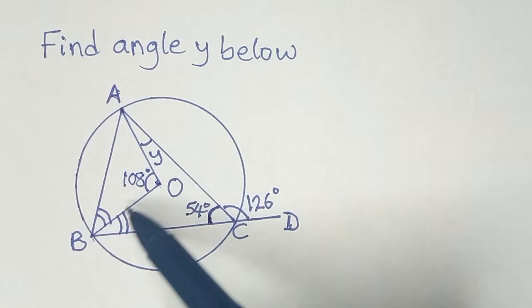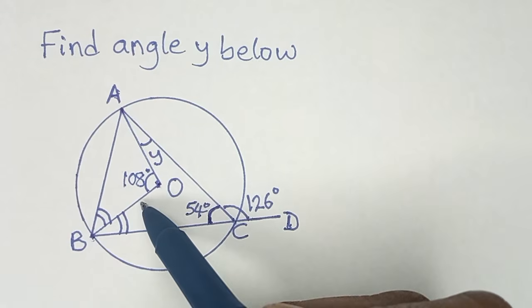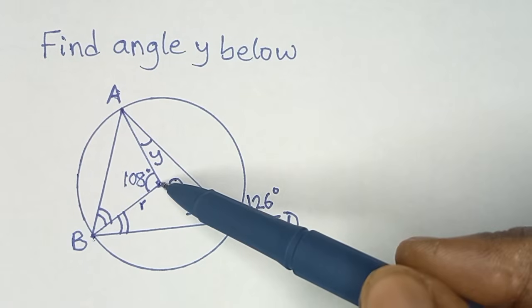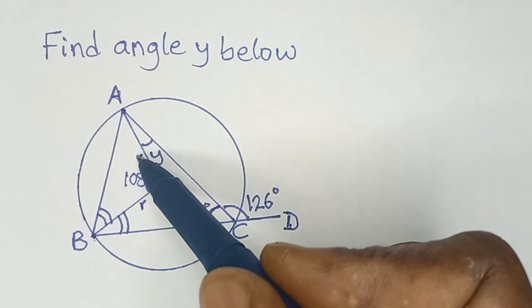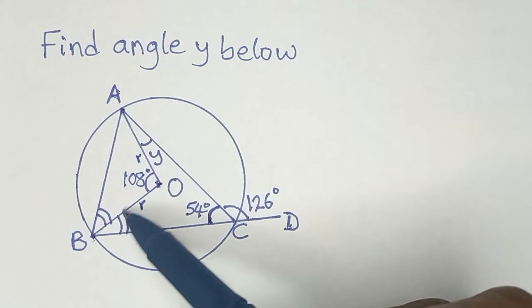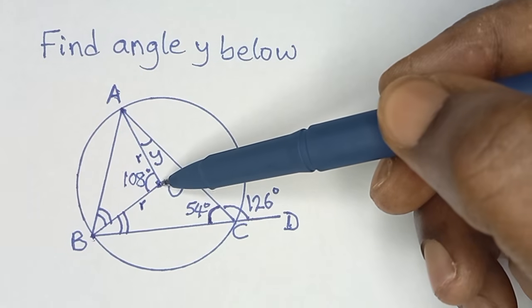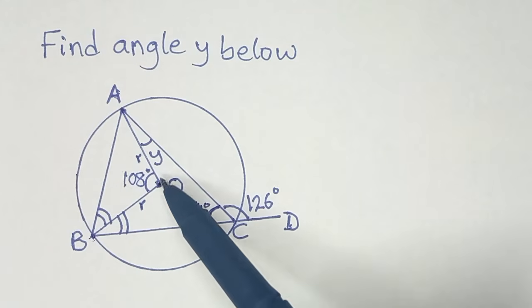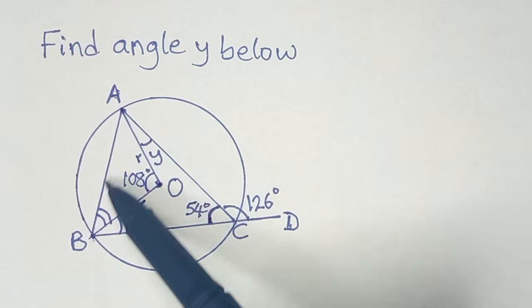Now, we can use this triangle ABO. Don't forget, this line from the center of the circle to the circumference is a radius of the circle. In the same way, the line from this center to the circumference here is also a radius, telling us that this line BO is equal to the line AO. We can conclude that triangle ABO is an isosceles triangle.